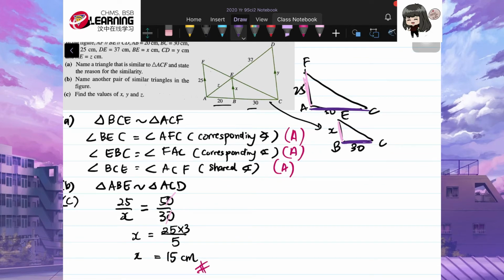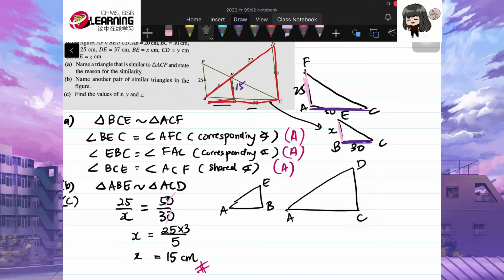Now let's find y. To find y, x we already found, which is 15, right? So now we have to find y using the other pair of similar triangles, this one and this one over here. If I draw it out again, this one is AEB, and the big one is ACD. They are similar because of the angles. Now I label. EB is x, which is already found, 15, and AB is 20, AC again is 50, because 20 plus 30, and DC is y.